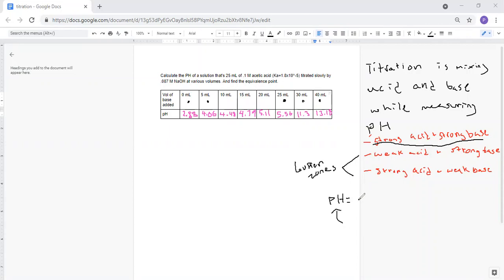So this is the equation: pH = pKa + log of A minus over HA. So our conjugate base is on top and our acid is on bottom when we solve. So we use this equation for buffers because buffer zones refer to points in your titration where you keep adding base, but your pH is just not changing that much. And that's what a buffer really is. And it requires this equation.